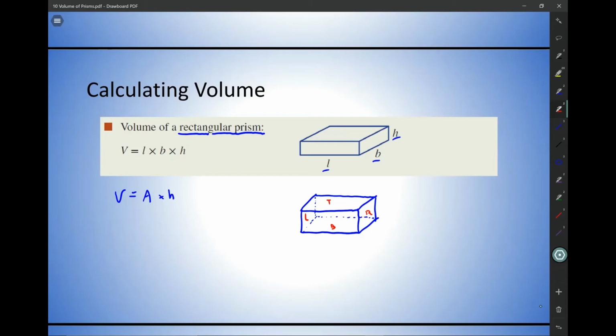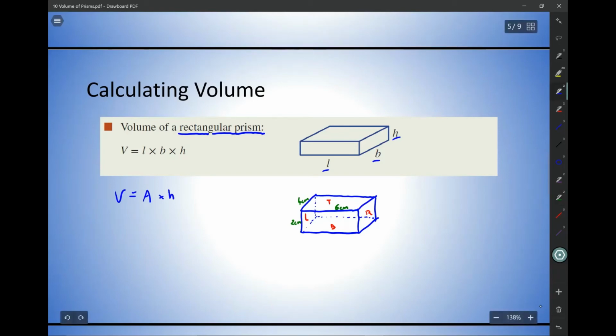For example, the top and the bottom. Let's choose the top and the bottom for now. Let me add some dimensions to this. Let's say this is 6 centimeters. This one is 4 centimeters. And it's 2 centimeters high.